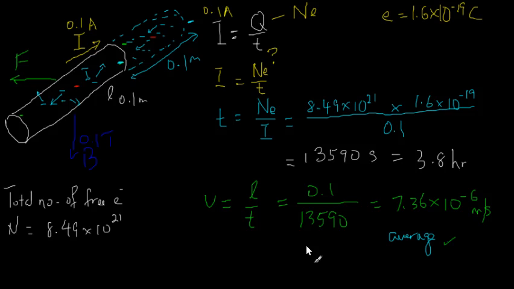Now that we understand how to find the velocity, we should be ready to derive a formula for the force on each electron in terms of the velocity. So let's try.